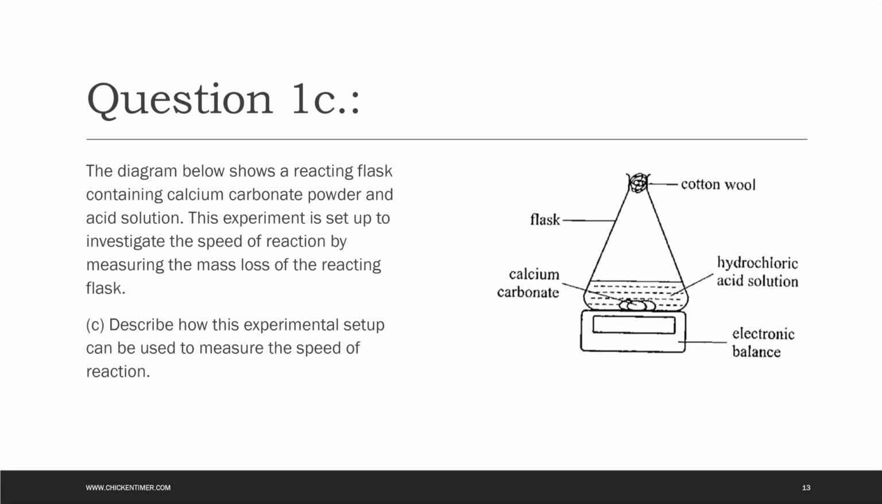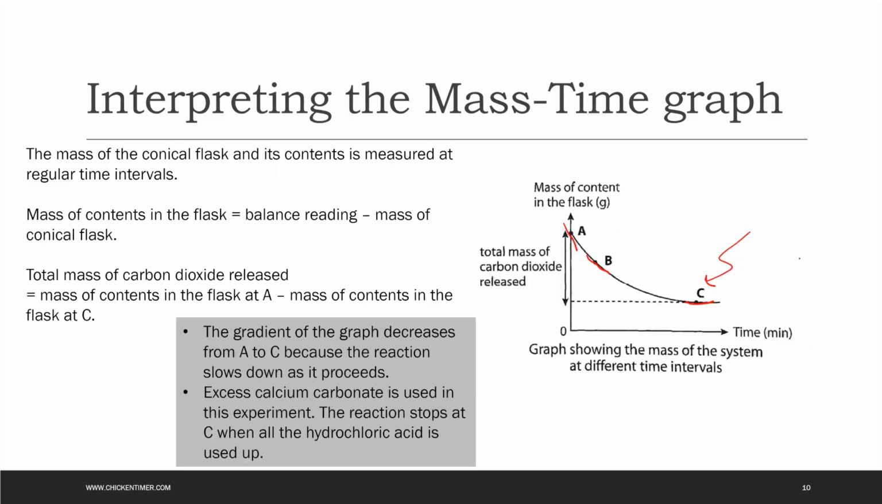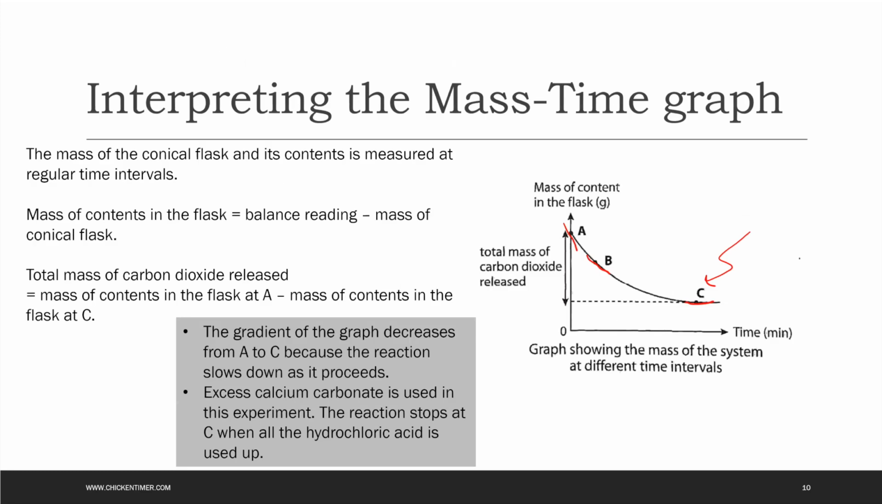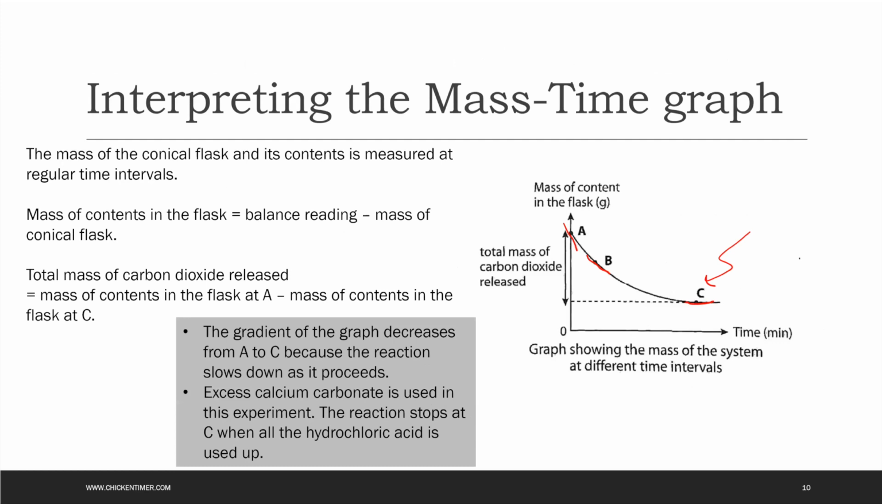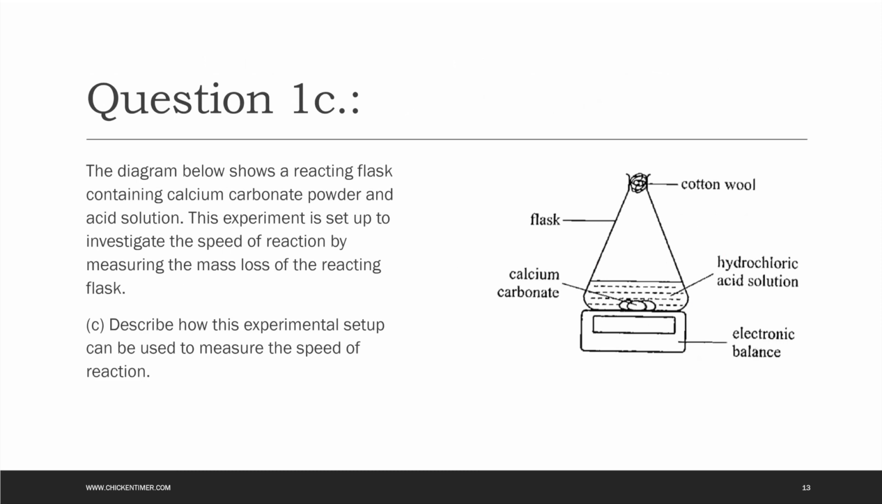Describe how this experimental setup can be used to measure the reaction. It's probably something like this, 1, 2, 3, but you have to adapt it accordingly. Measure the mass of the contents at regular time intervals, then plot the results with a graph, a mass against time graph. Since they want to measure the rate of reaction, finding the gradient from the graph will show the rate of reaction.